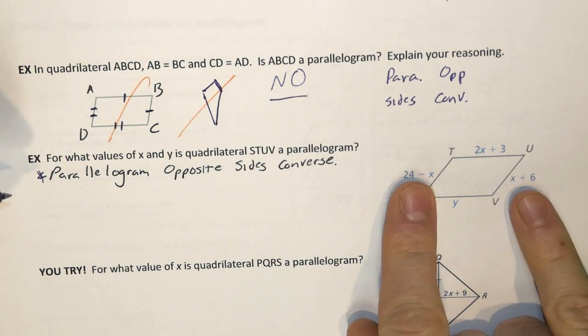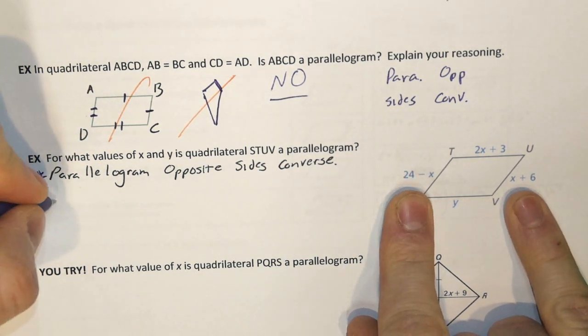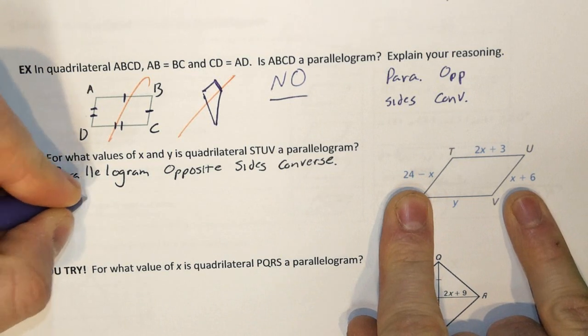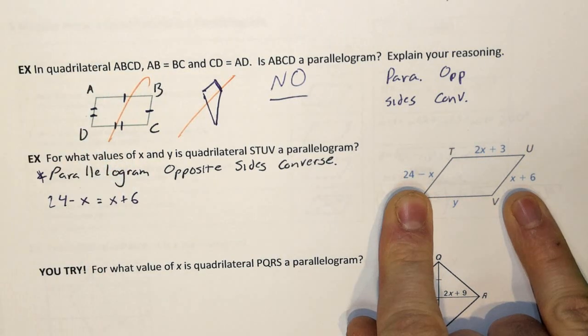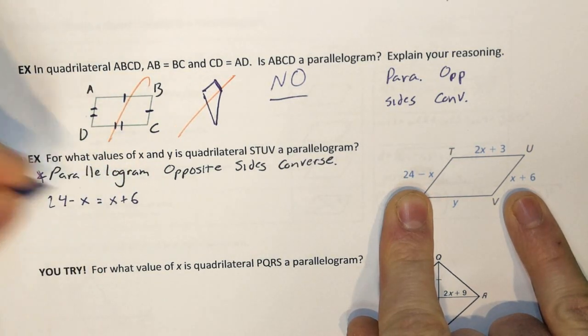So what I'm going to do is I'm going to use the left side and the right side, and I want these two pieces to have the exact same length. So I'm going to set them equal to each other. And when I do that, now what I have is an equation that I can solve very quickly and easily.